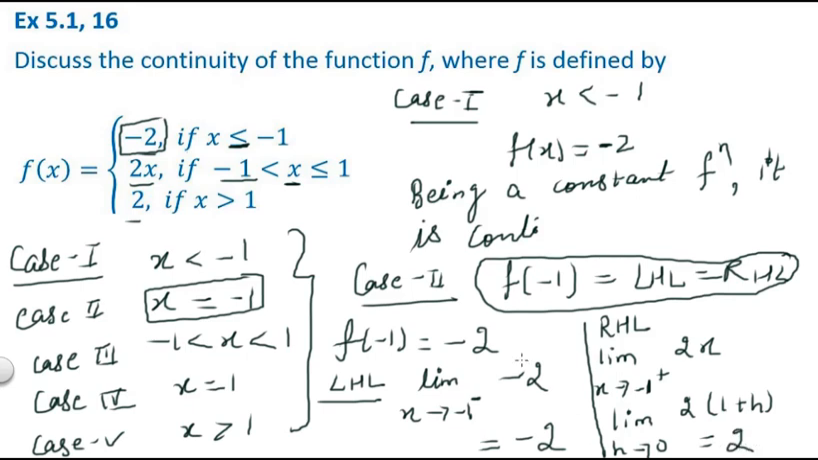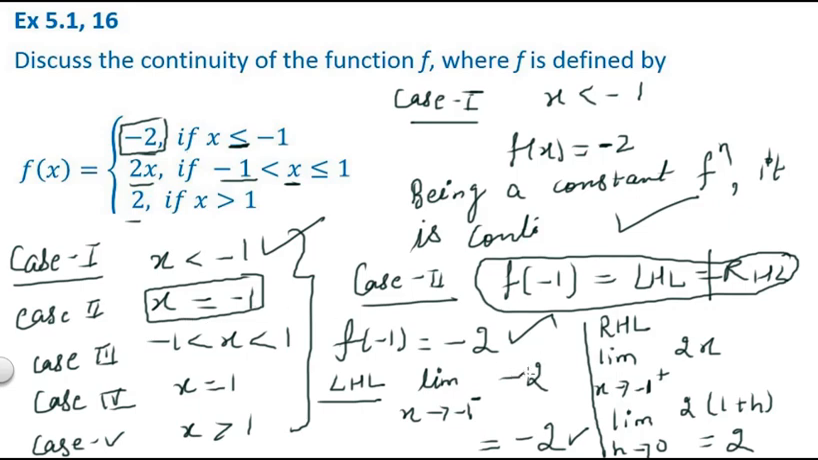So you see, is the function continuous? Your value of function f of -1 and LHL are equal, but they're not equal to your RHL. Hence, we got 1 point of discontinuity, that the function is discontinuous at -1. For values which are less than -1, we have seen that it is continuous, but when it is equal to -1, it is not a continuous function.